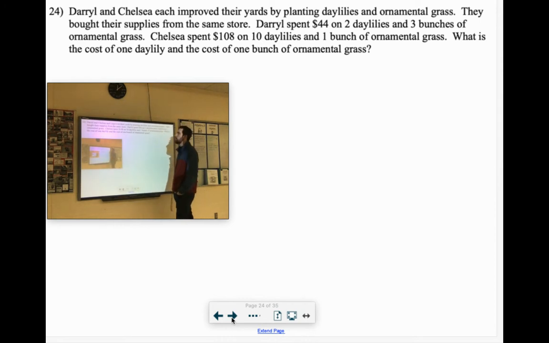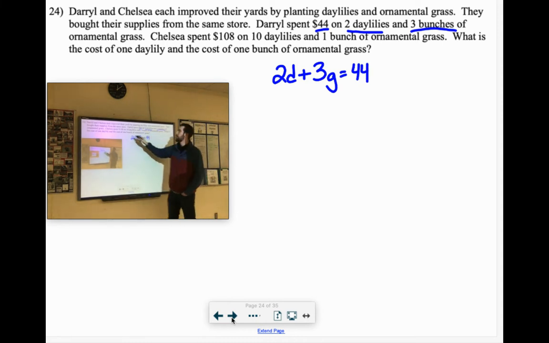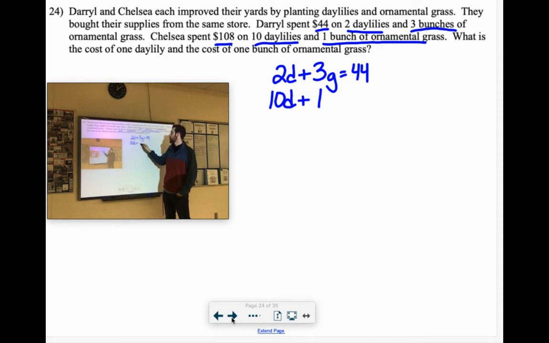Daryl and Chelsea each improved their yard by planting daylilies and ornamental grass. I'm going to use G for ornamental grass because my O, I'll think it's a 0. Daryl spent $44 on 2 daylilies and 3 bunches of grass. So 2 daylilies plus the 3 bunches of grass was $44. Chelsea spent $108 on 10 daylilies and 1 bunch of grass. So 10 daylilies plus 1 thing of grass was $108.